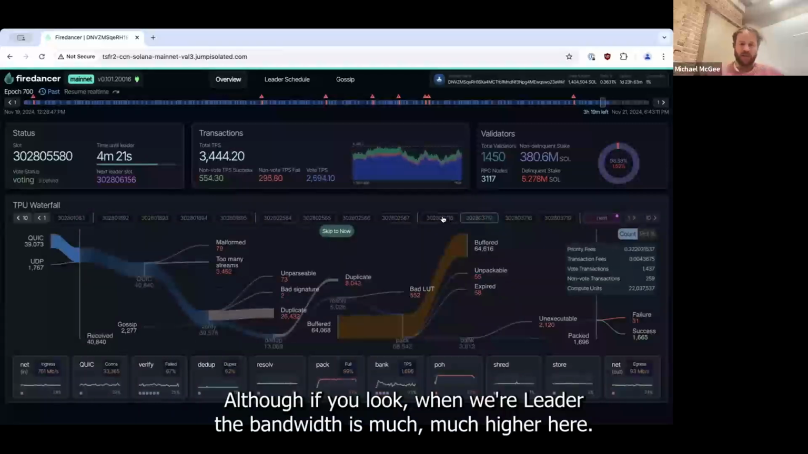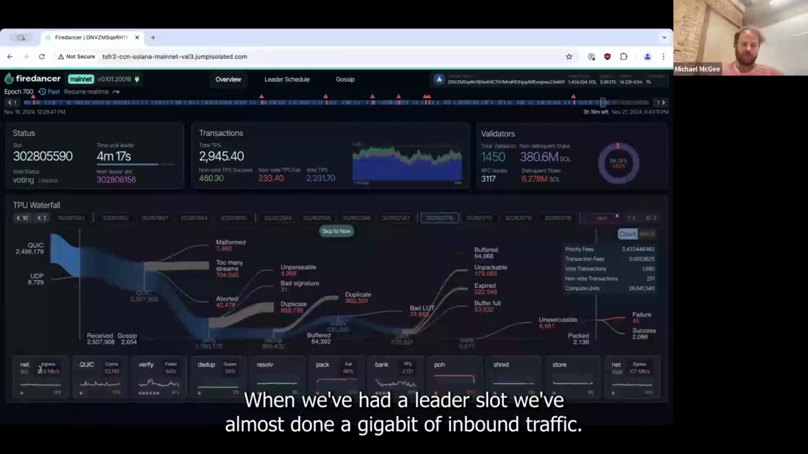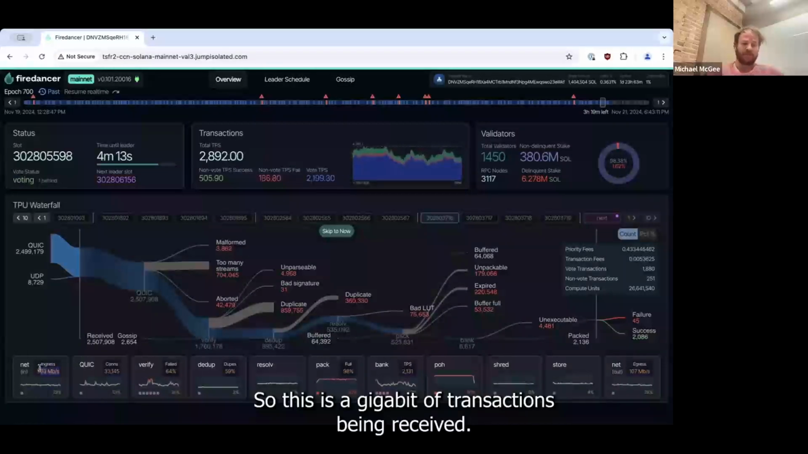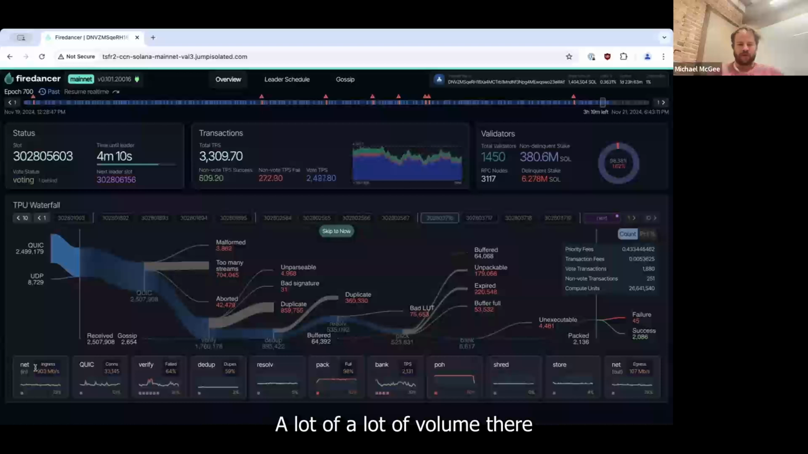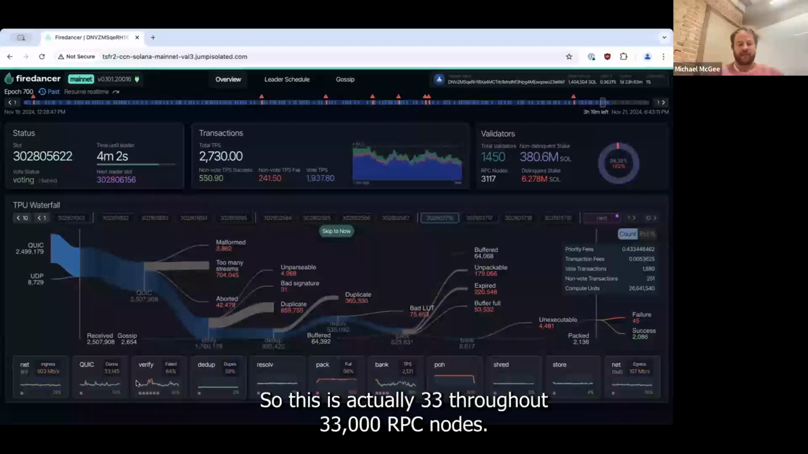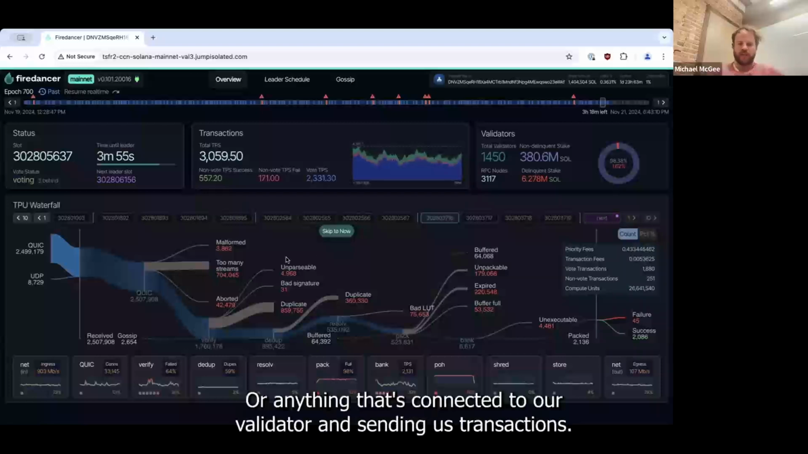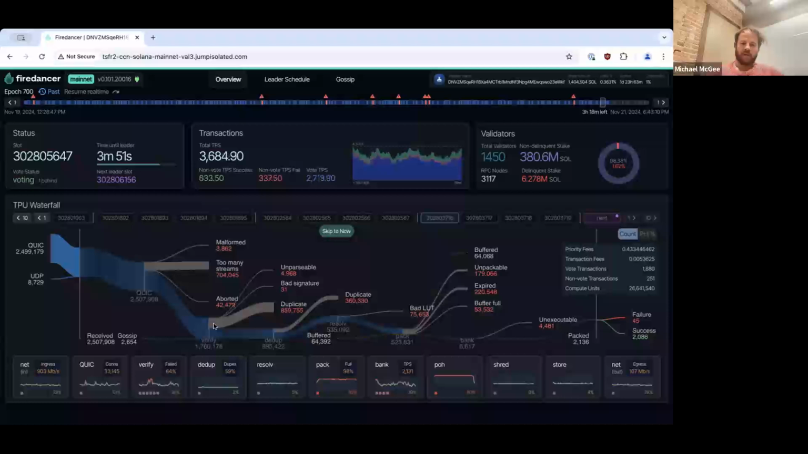Although if you look when we're leader, the bandwidth is much, much higher. Here, when we've had a leader slot, we've almost done a gigabit of inbound traffic. So this is a gigabit of transactions being received. A lot of volume there. You can see in this leader slot, we also had about 33,000 QUIC connections. So this is actually 33,000 RPC nodes they might be, or users or apps or anything that's connected to our validator and sending us transactions.